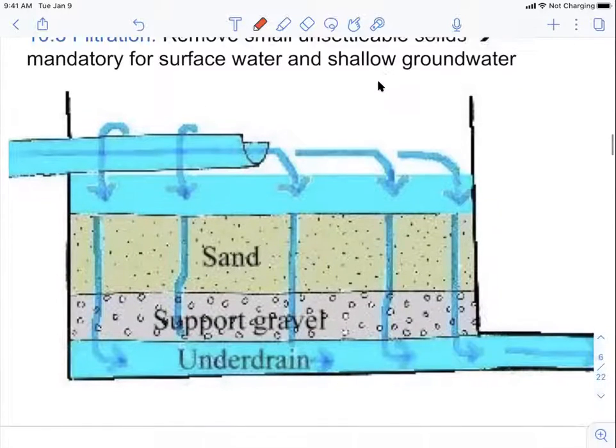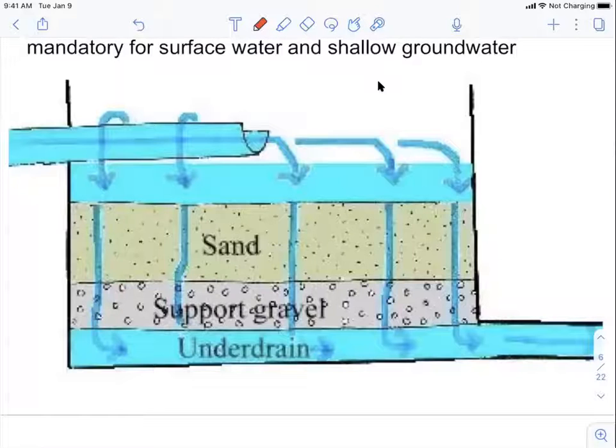What happens is that people would set up this sand layer. Basically, this sand layer here is going to remove those suspended particles from the water. But further below the sand layer, people also build this support gravel. This is mainly to support the sand layer because you don't want any sand particles to flow with the water, right?